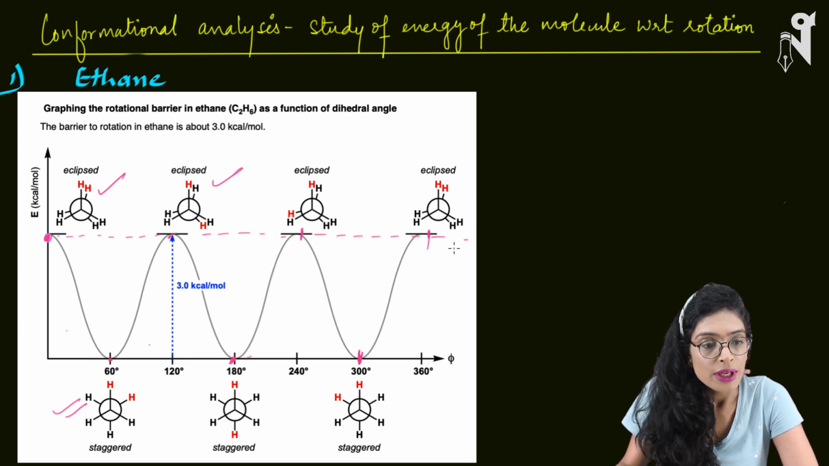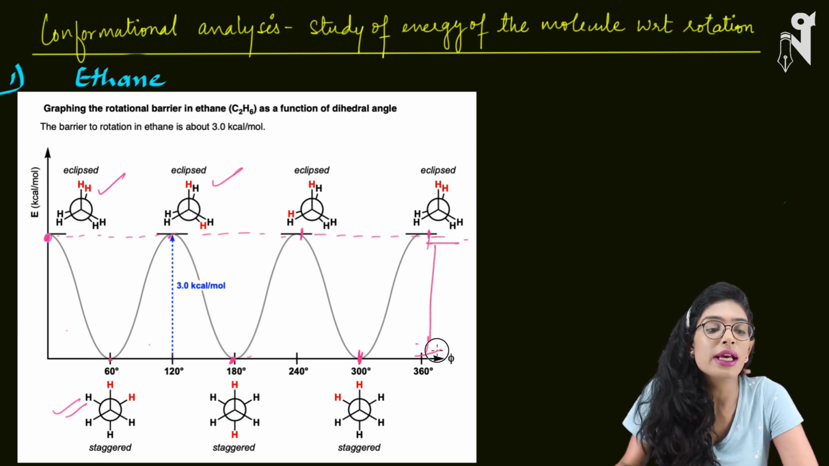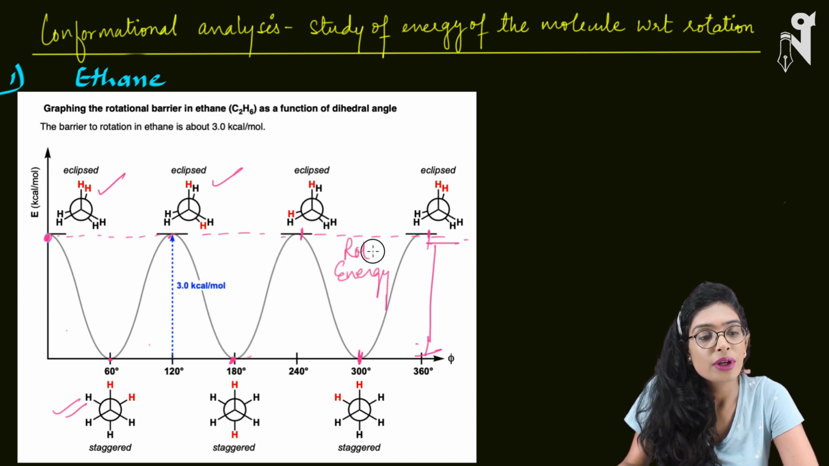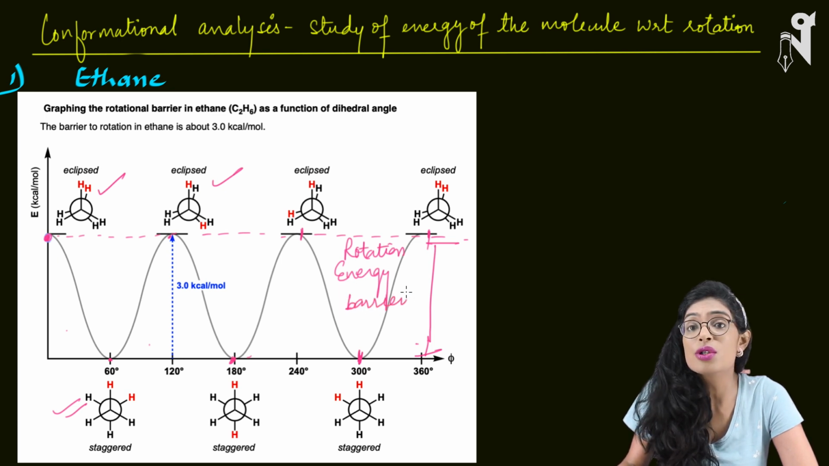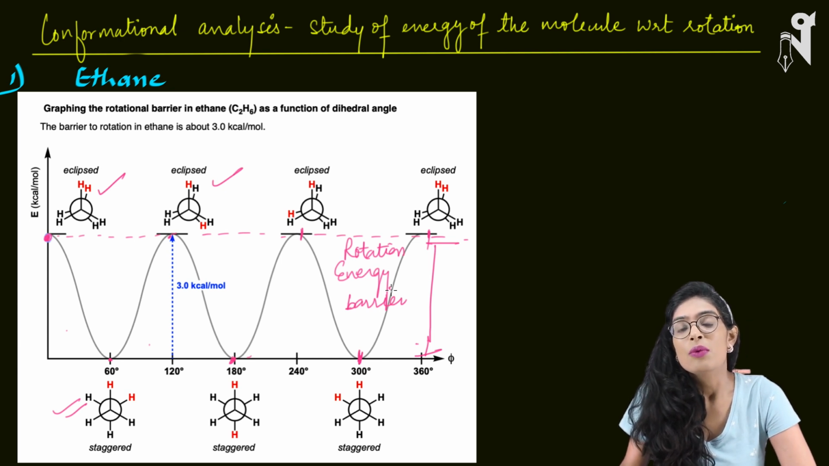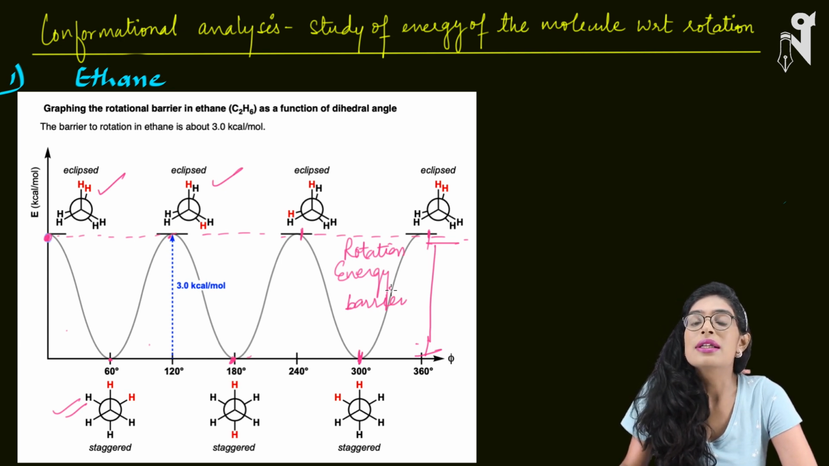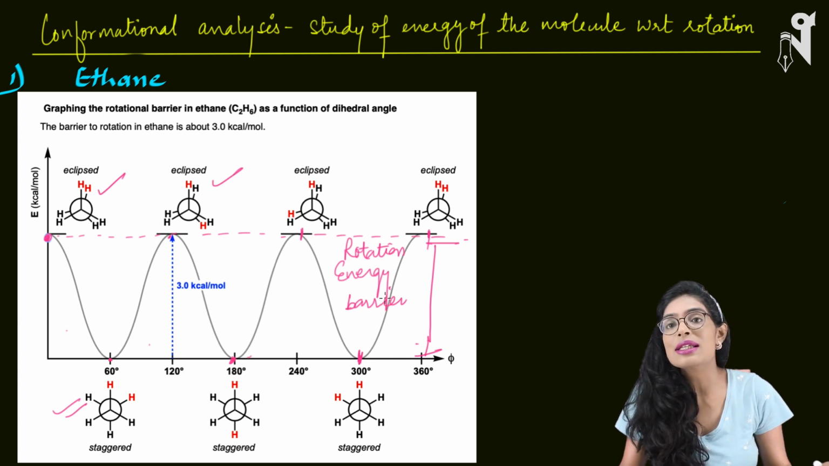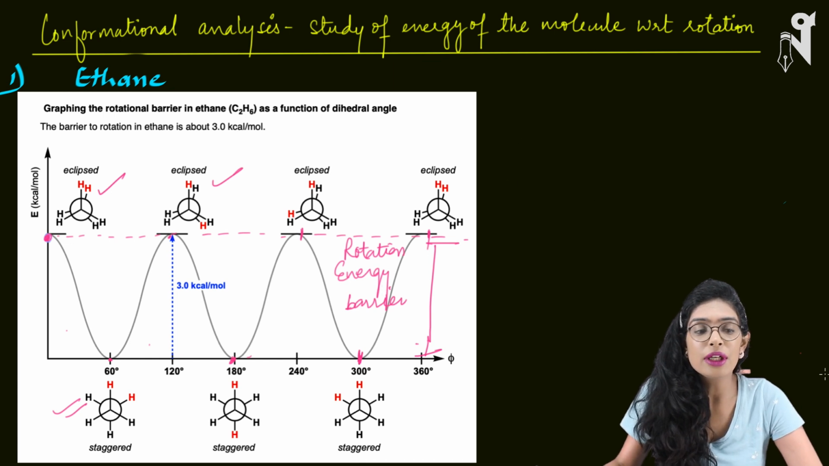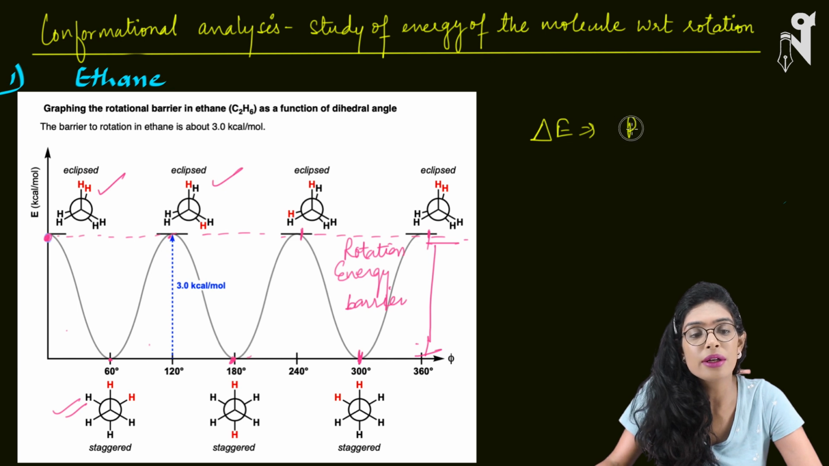And this difference, this 3 kilocalories of energy, is called the energy barrier or rotational energy barrier. Rotational energy barrier means this much difference of energy is required to convert one conformation into another, one form into another, and this is extremely less, and that is the reason why we cannot isolate them, right? Apart from that, we can also represent this rotation barrier by delta E. We call it the rotational energy barrier.